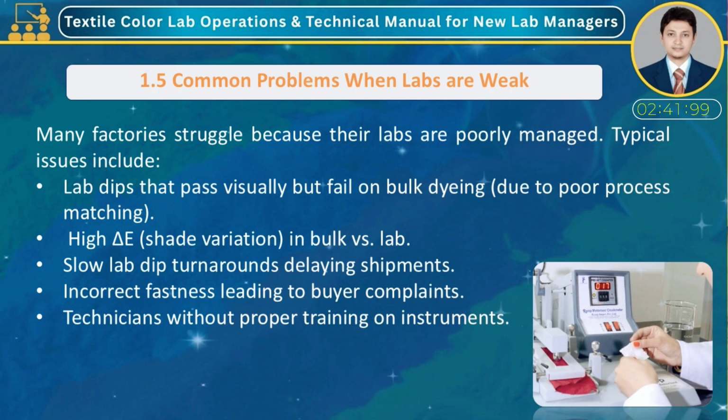Another frequent problem is high shade variation, or high delta E, between lab samples and bulk production. Weak labs also tend to have slow lab dip turnaround times, which can delay production schedules and shipments. In addition, incorrect or unverified color fastness results often lead to buyer complaints and rejections. Finally, a lack of proper training means technicians may not fully understand how to use instruments correctly, resulting in inaccurate measurements and unreliable results. All of these issues highlight why a strong, well-managed color lab is essential for consistent quality and smooth production flow.